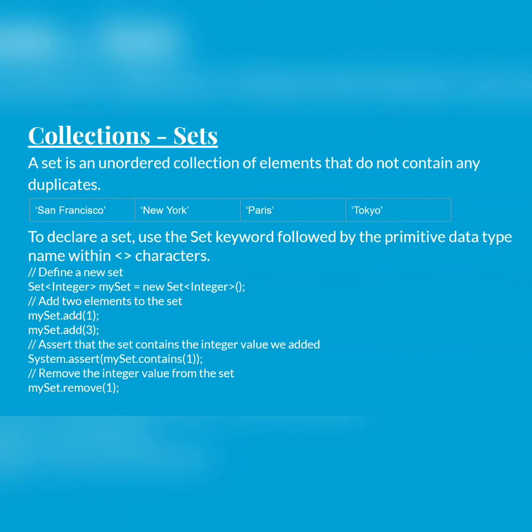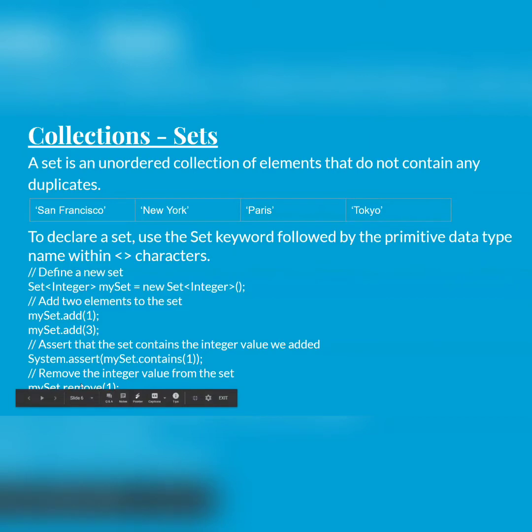This is a system supplied method, and you can simply write .add and give the number, and it will add the elements. So 1 and 3, it is adding two elements. Then, to assert that the set contains the integer value we added, you write System.assert and mySet.contains(1). It will assert that the set contains the integer value which you have added.